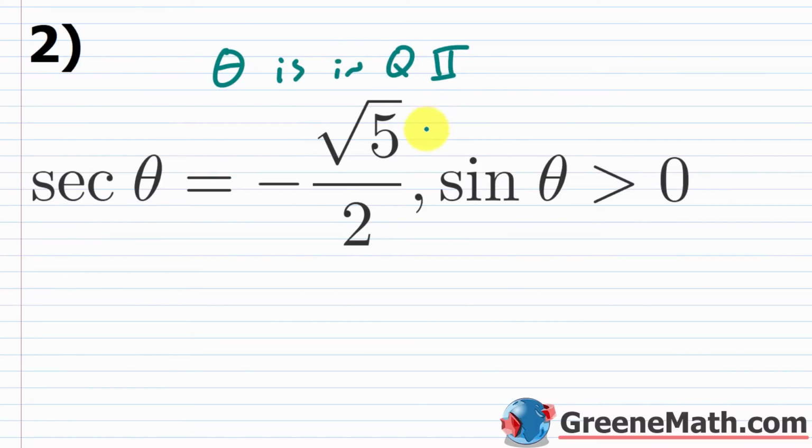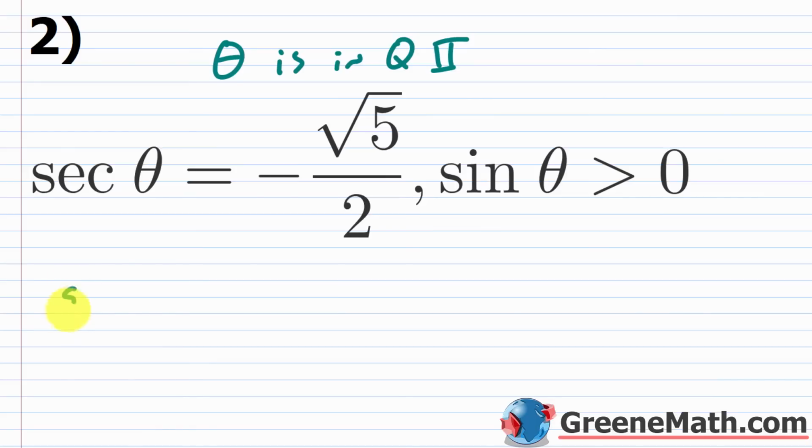So now that we have that piece of information, we know that the x values are going to be negative and the y values are going to be positive. Let's just write out that the secant of theta is equal to what? Remember, it's the reciprocal of the cosine of theta. The cosine of theta is x over r. So the secant of theta is r over x.